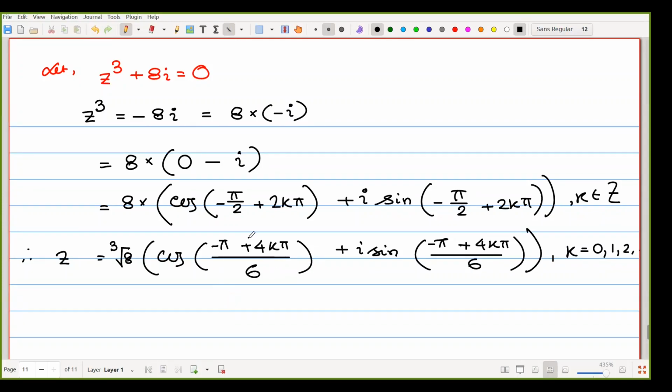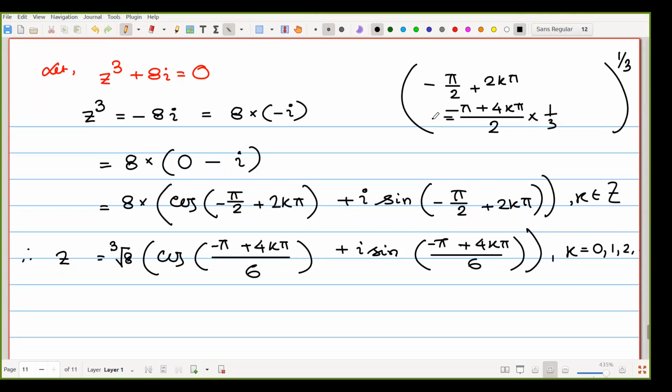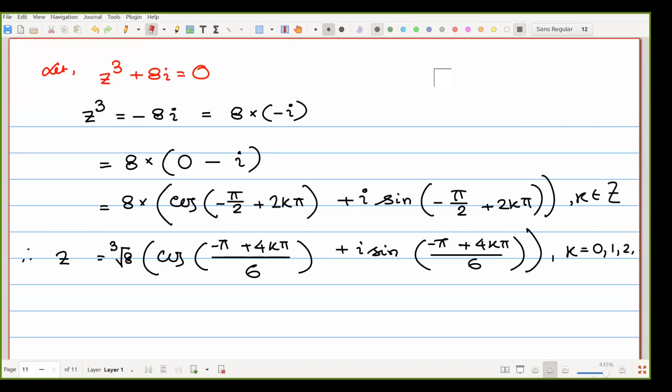Now, why 6? You can find it here. Suppose minus pi by 2 plus 2k pi. You can write it as 2 times that, so minus pi plus 4k pi. Now, look at the value, that is cube root. So here we are writing the complete thing using the power 1 by 3. So when we multiply by 1 by 3, that is why it is becoming 6. That's why we have done it directly by 6. Okay. So according to that, k is 0, 1, 2.